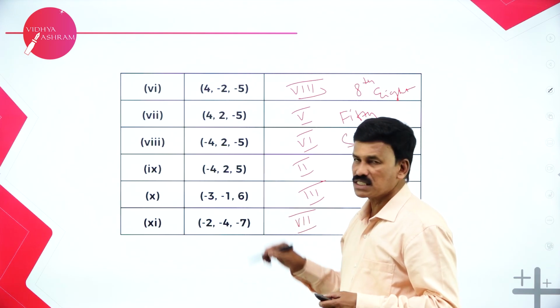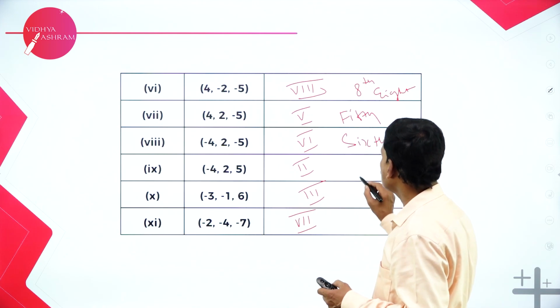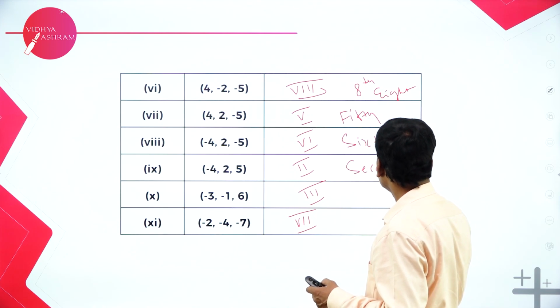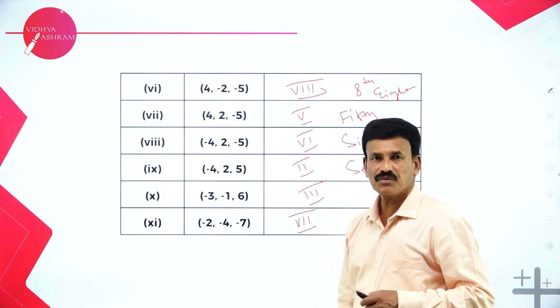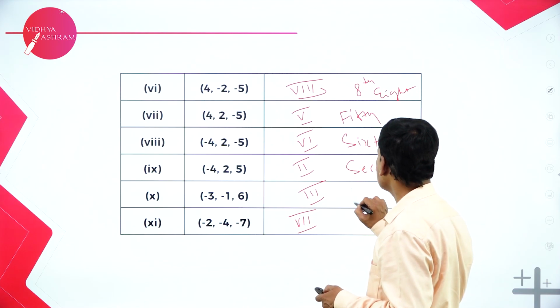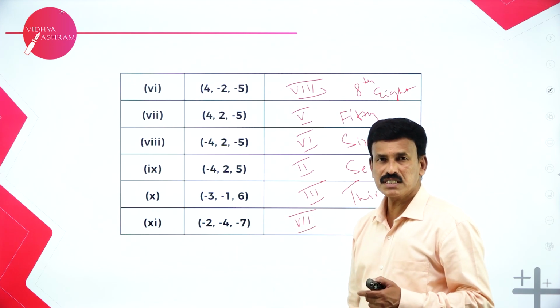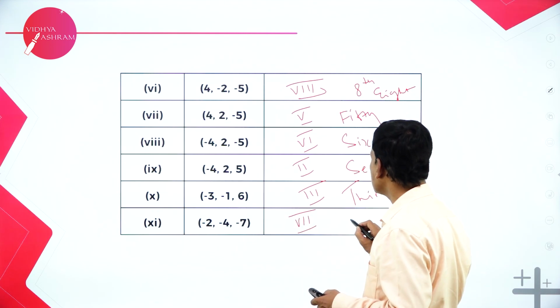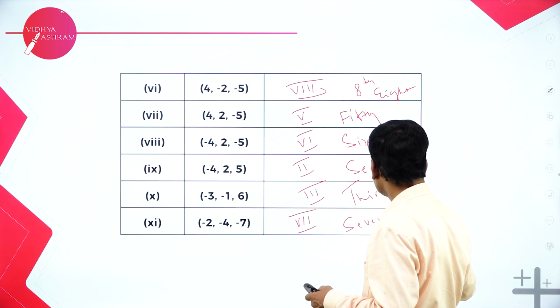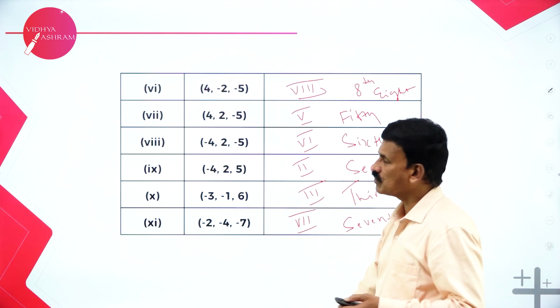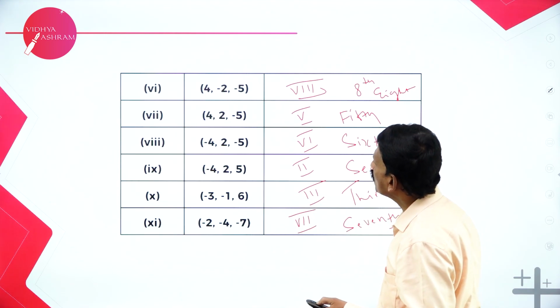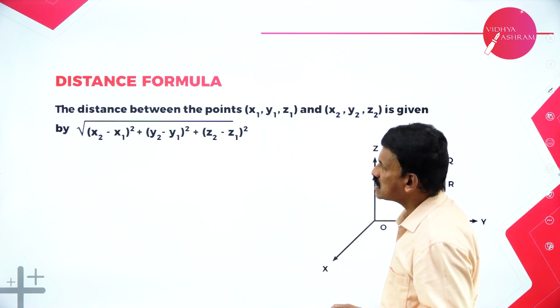Then x is negative, y and z are positive, means it is in the second octant. And so x is negative, y is negative, z is positive, means it is in the third octant. And the last one, x is negative, y is negative, z is also negative, means it is in the seventh octant. So this is how we are going to write. Okay, that's it. Now move on to the next one, distance formula.